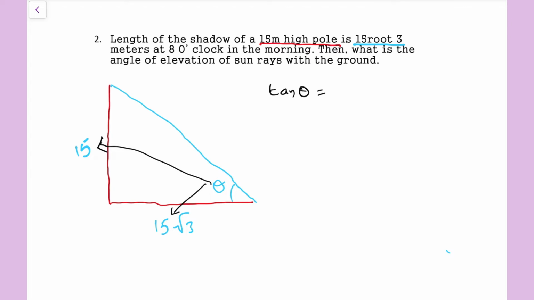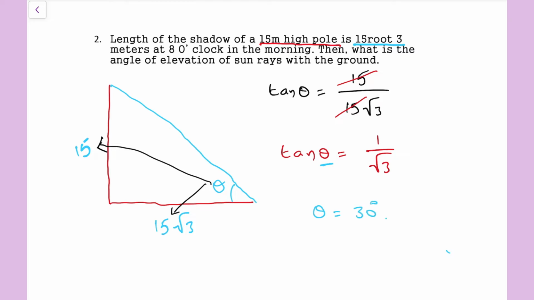Tan theta equals opposite 15 divided by adjacent 15 root 3. In the numerator as well as the denominator, 15 will get cancelled. So we remain with tan theta equals 1 divided by root 3. In tan, which angle gives 1 by root 3? That is 30 degrees. So the theta value is 30 degrees.